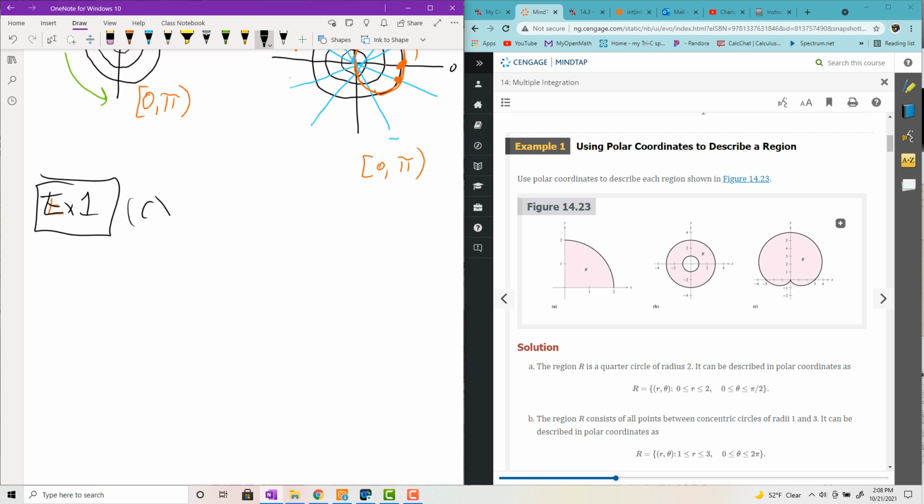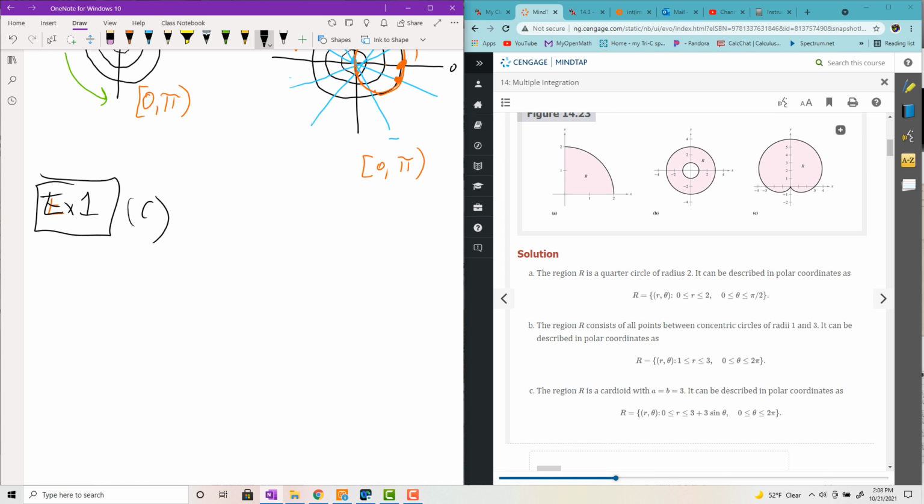This is part C. They give you the formula down here, r equals 3 plus 3 sine theta. Let's see if I can go ahead and trace that out. And they're saying it's traced out from 0 to 2 pi. Okay.